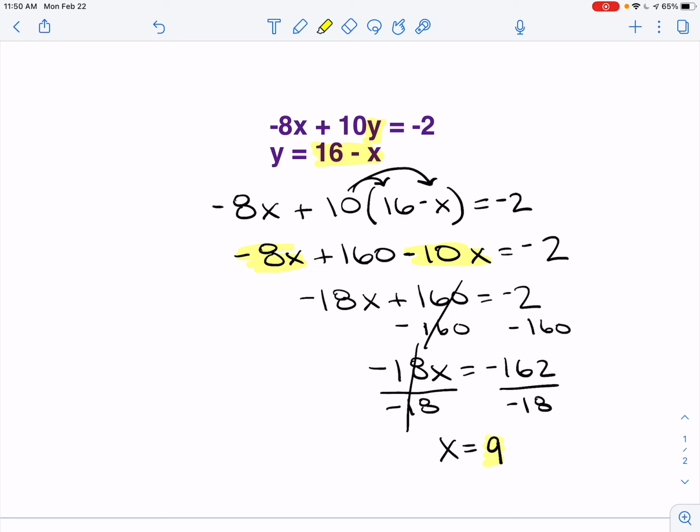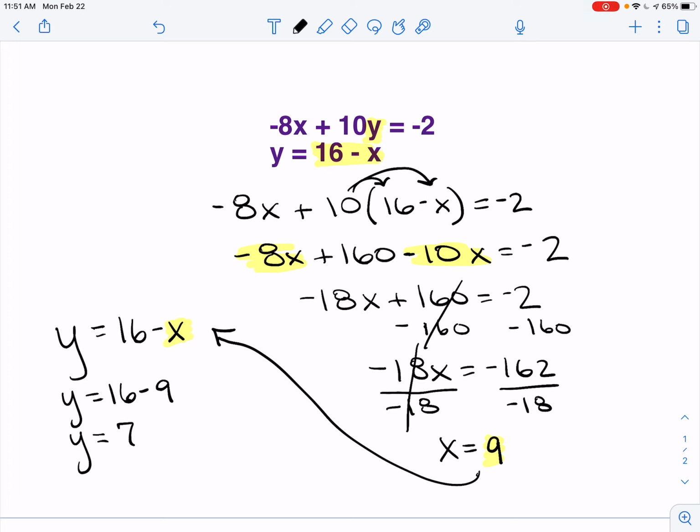So let's write our second equation here. Let's write with pen, here we go. Y equals 16 minus x. So I'm going to take this x out, and in its place, I'm going to put this 9 that I just found in my first equation. So y equals 16 minus 9. Well, 16 minus 9 gives me 7.